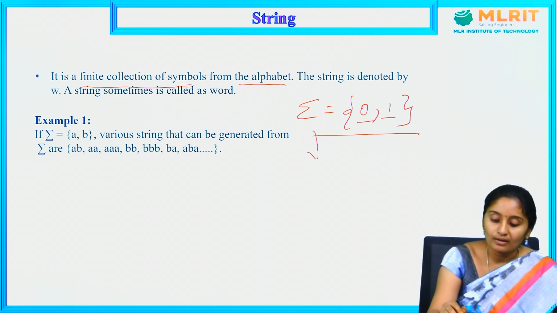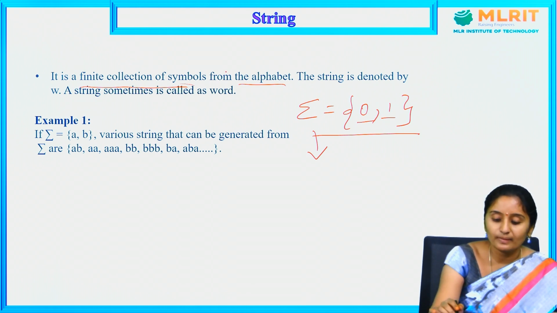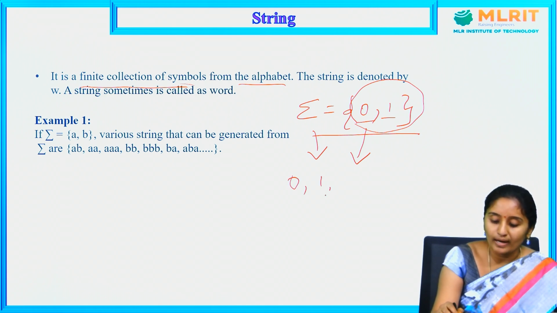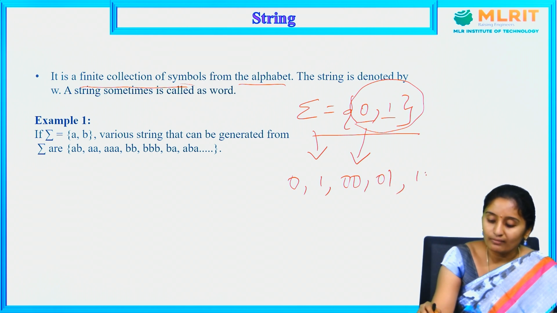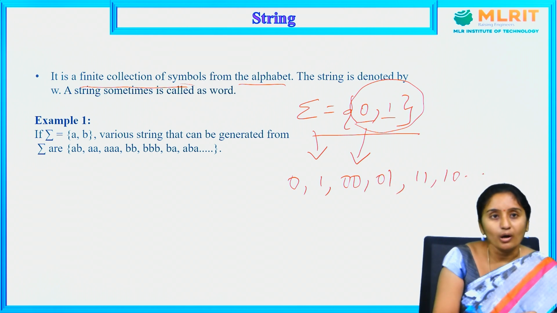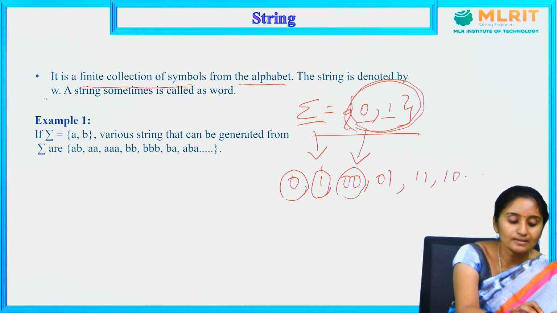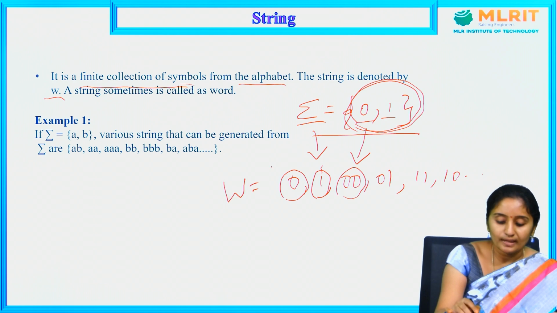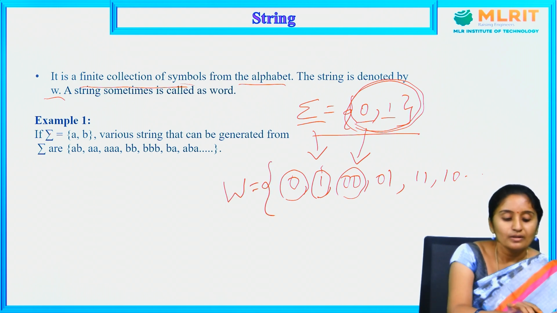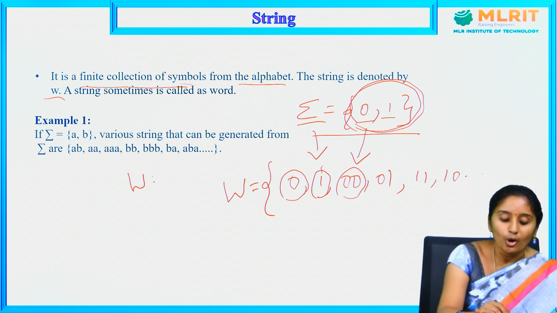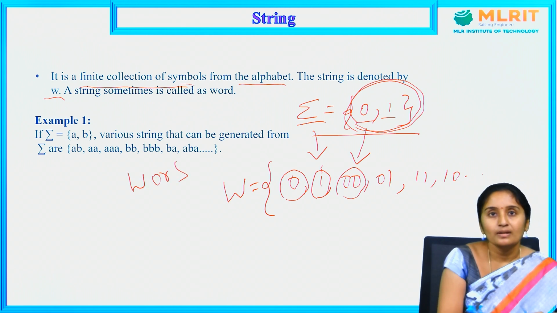Now coming to the string. What is a string? It's a collection of symbols from the alphabet. From this alphabet, we are going to write the strings. What strings can I write from this? 0, 1, 00, 01, 11, 10, and so on. All these are strings. Each one we call a string. These strings are written from this alphabet. The alphabet is represented with sigma and a string is represented with W. Either I can represent a string with W or S.